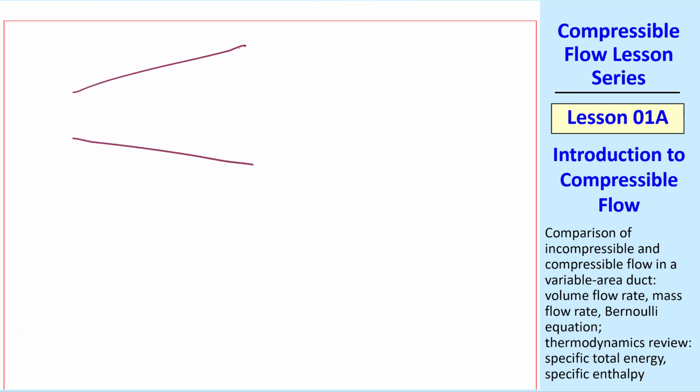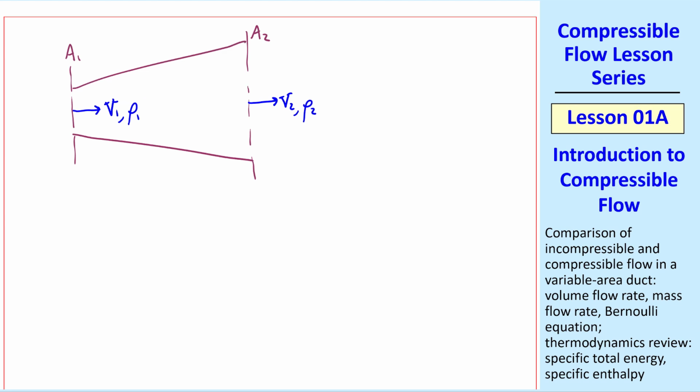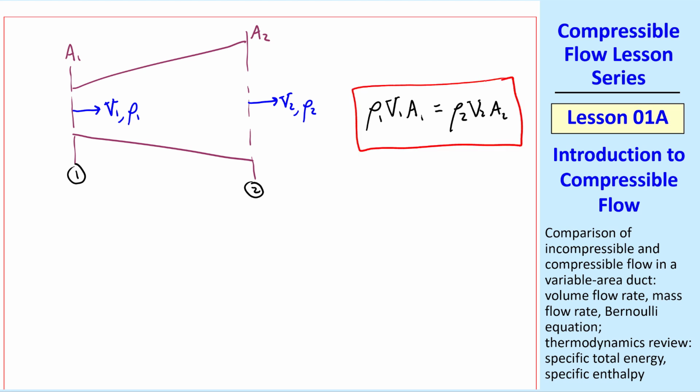So let's go back and reconsider our expanding duct. With flow from left to right as before, area A1 and A2, but now we also have density ρ1 and density ρ2. In this one-dimensional approximation, where these speeds and densities are averages, we can still write m dot as ρ1 v1 A1 at the inlet 1 equal ρ2 v2 A2 at the outlet 2. This equation still applies. Of course, we're assuming no leaks and we're assuming steady flow.